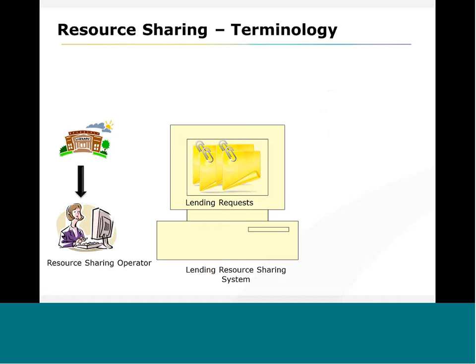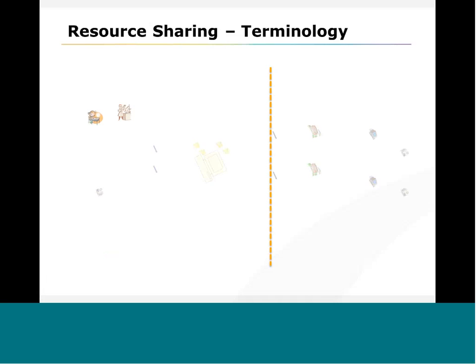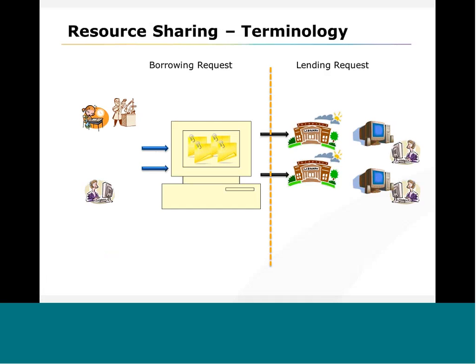So we have the lending resource sharing system with the operator there, and this would be our full picture. We have the borrowing request with the resource sharing system. We have the patron and the operator, and on the right side we have the lending request, which is registered at the lending institution, where a resource sharing system is going to be managed to fulfill the request and get it to the requesting patron.